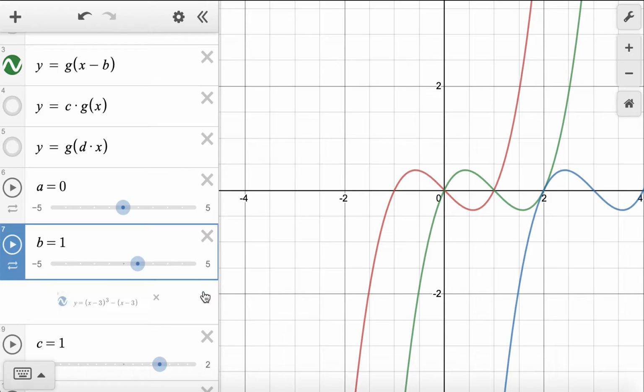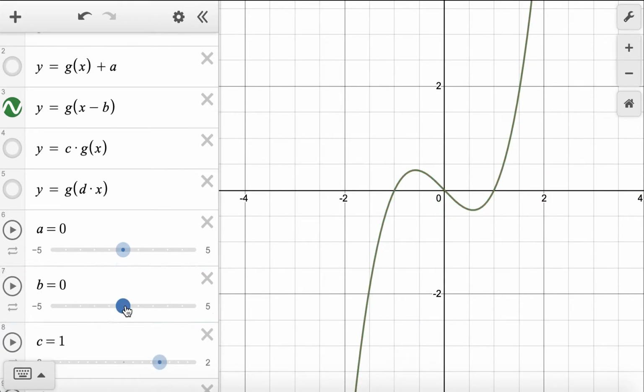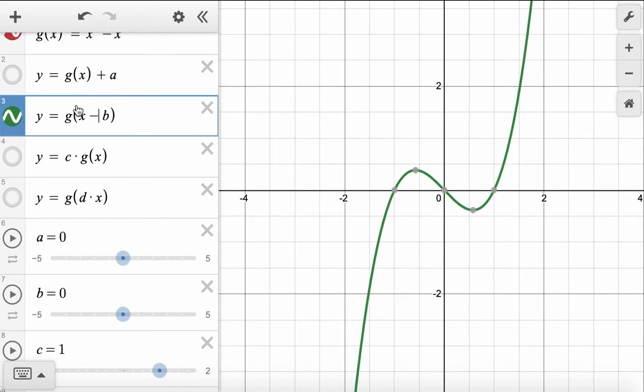So if we do this, looking at the green graph, now when I move b to the right, the green graph moves to the right. And when I move b to the left, the green graph moves to the left. And that's because I just included this minus sign in the actual formula itself. So whether you write it with a plus b, and then you have to remember that the slider works backwards, or whether you think about what number am I subtracting, either way, whatever is added or subtracted to x, the equation will move, or the graph will move in the opposite direction.